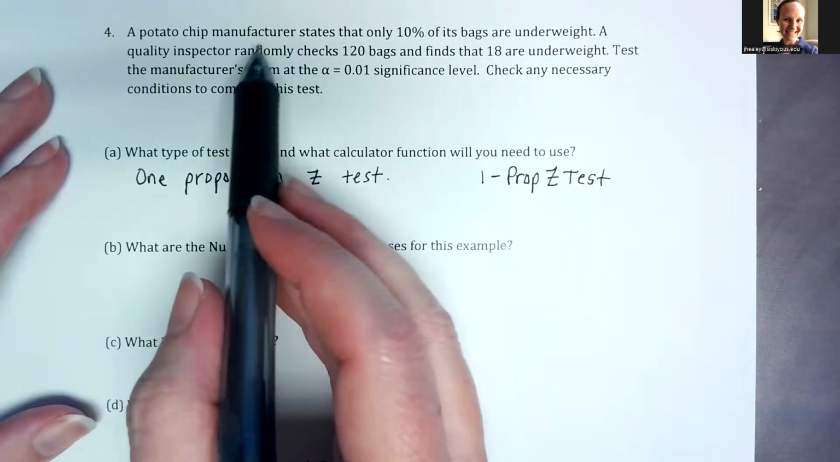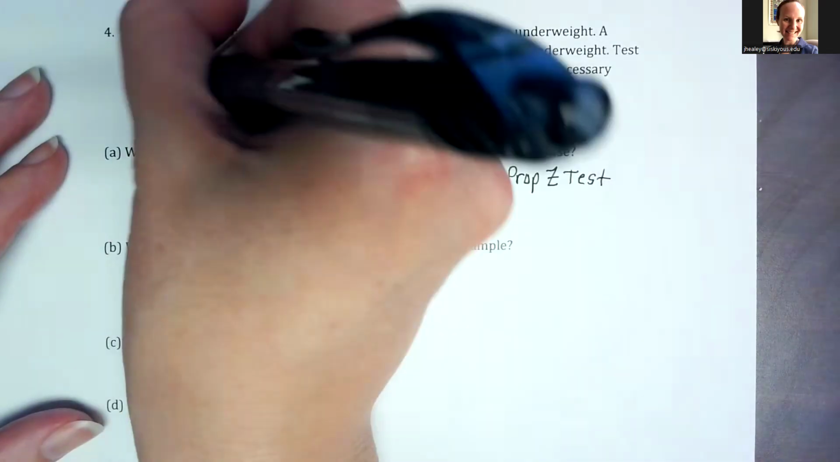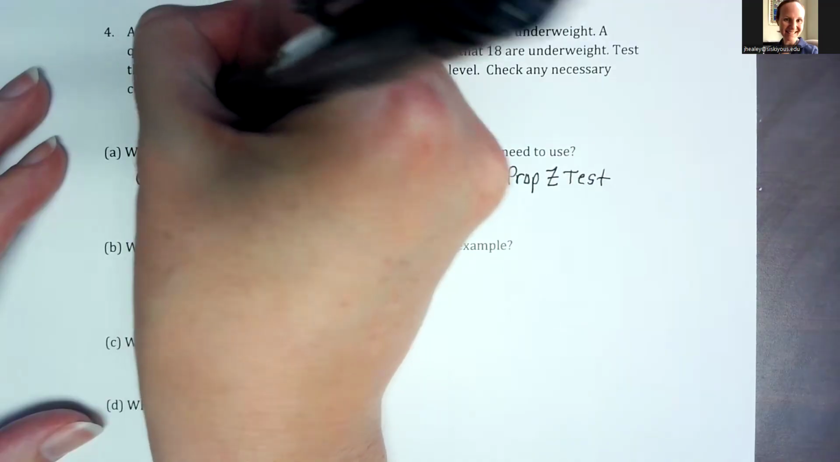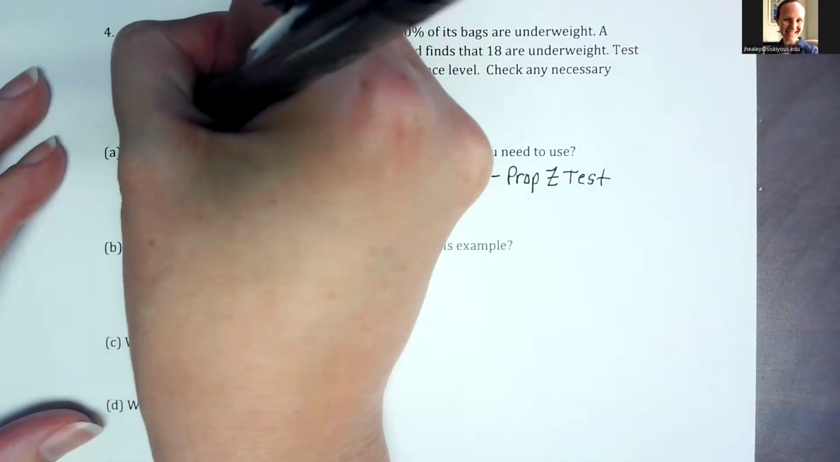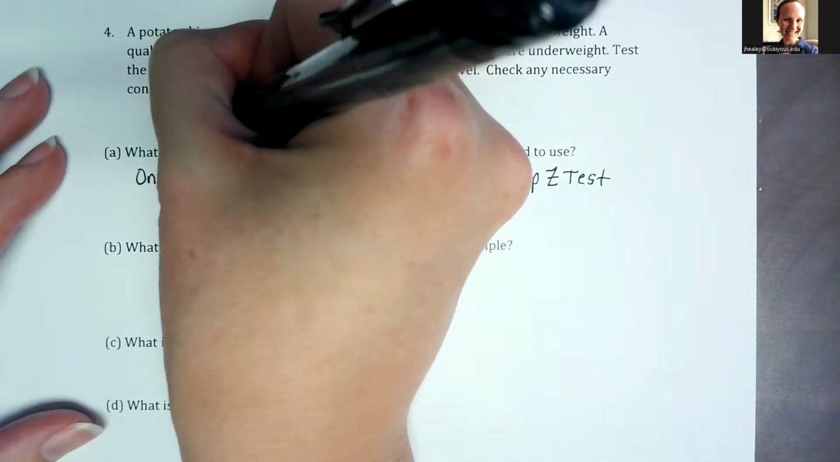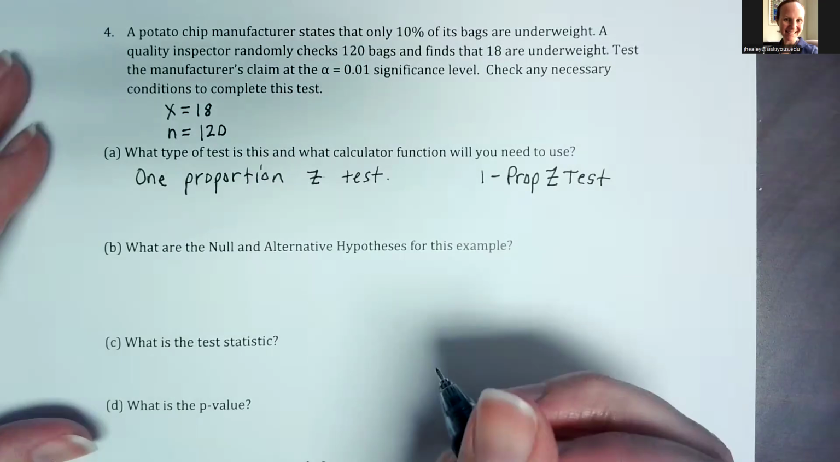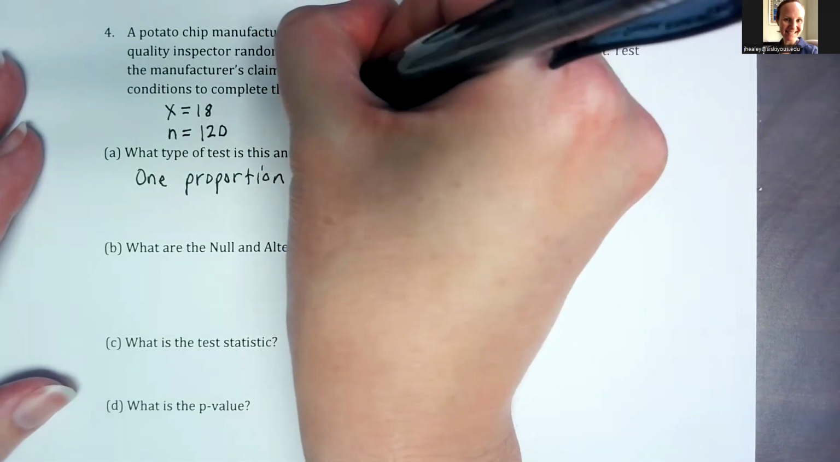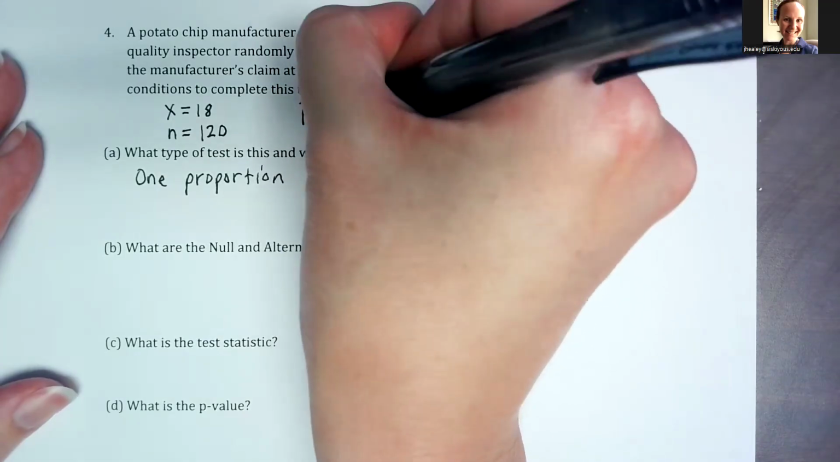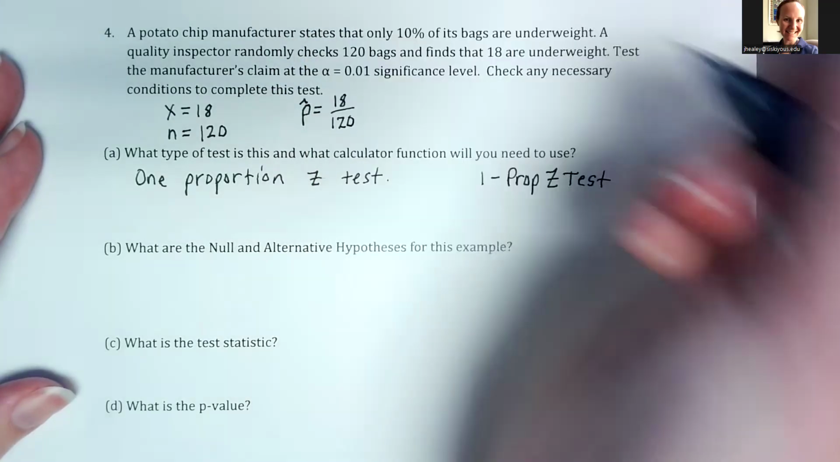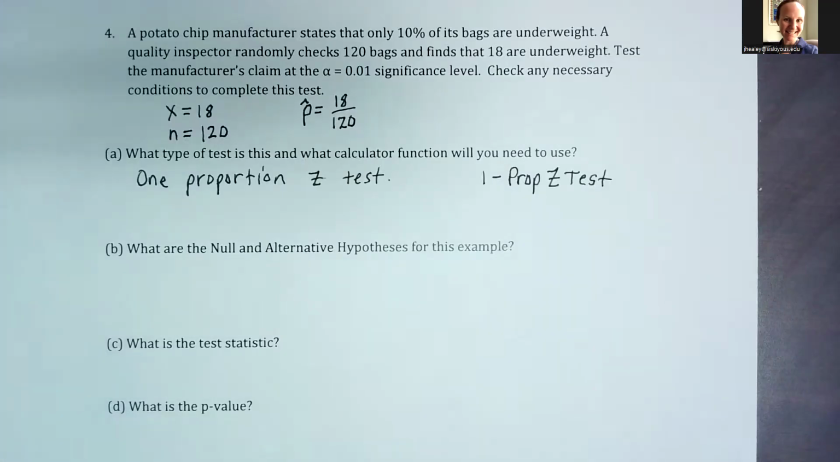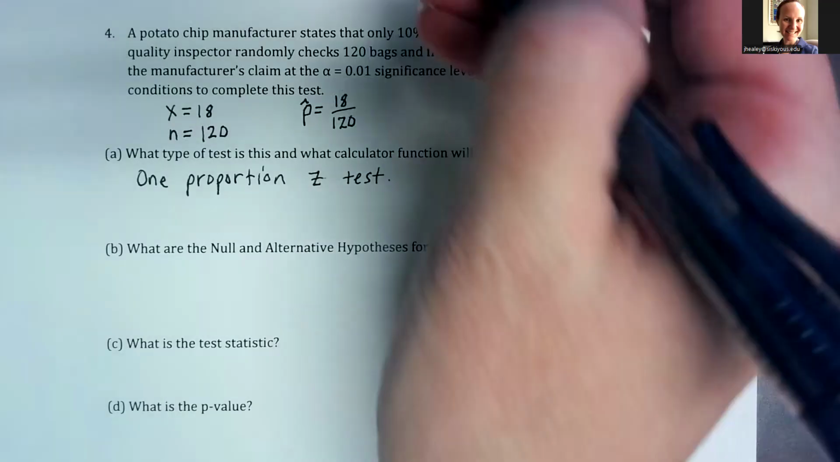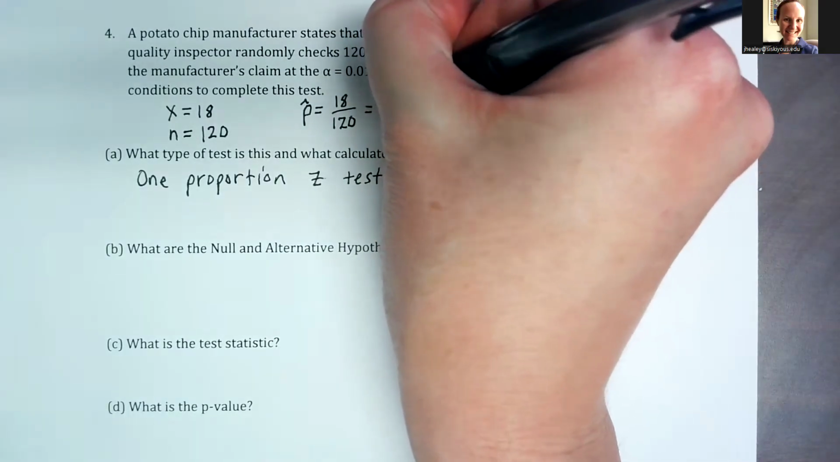Things that they mentioned, we've got an x up here of 18. And the total number of bags was 120, so that's our n. And if we wanted to talk about the proportion part, the p hat, that would be the x value over the n value. We'll take that 18 over 120 to figure out if I can actually do this test. So 18 out of 120 is 0.15.